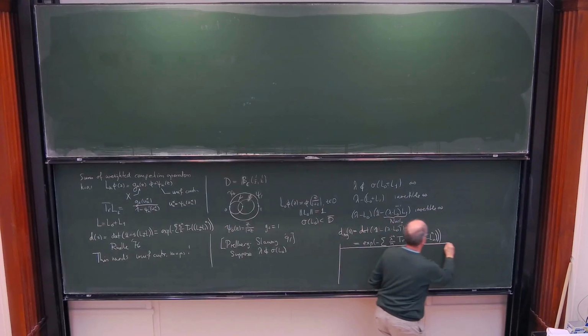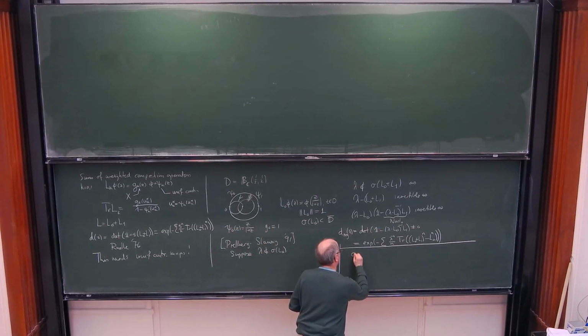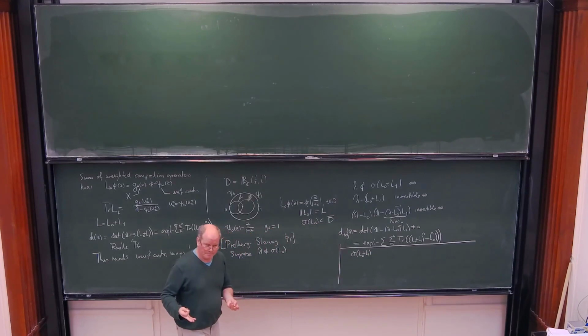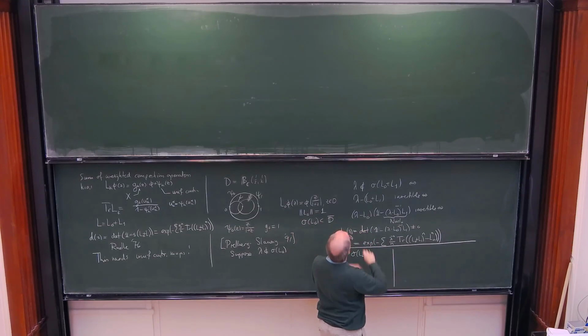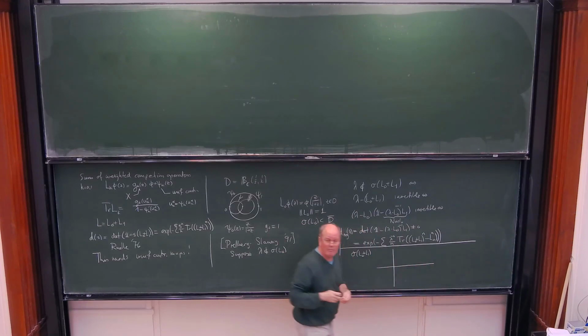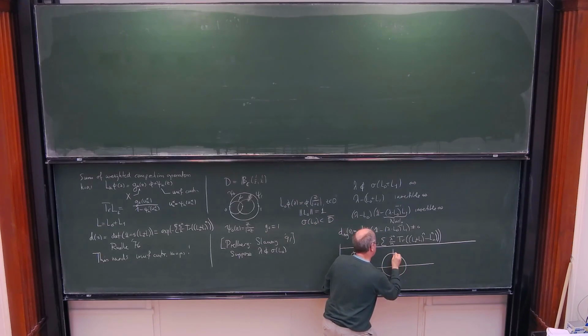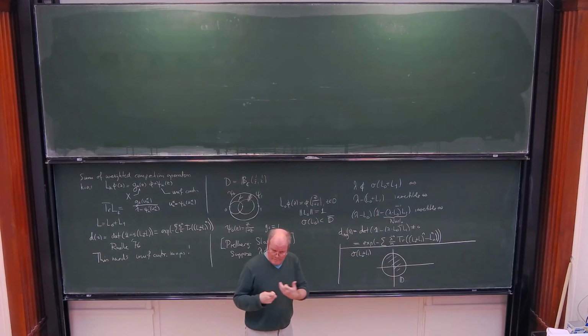So if you look at the spectrum of L0 plus L1, what can we say about it? Well, after this analysis that we have here, you can say that it may contain anything inside the unit disk. We have no idea what's going on. So this is D. And then you may have some eigenvalues outside.